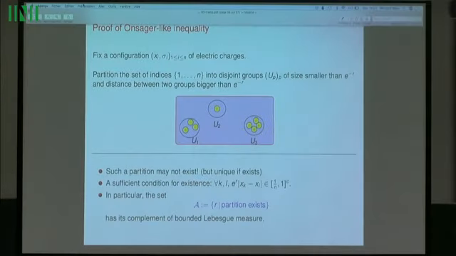So if you have such a condition here, you can partition your configuration into clusters which are far away from each other. Furthermore, this condition tells you that if you look at the scales for which the partition does not exist, it has a bounded Lebesgue measure. So it means that for almost all the scales, you have a partition of your configuration.